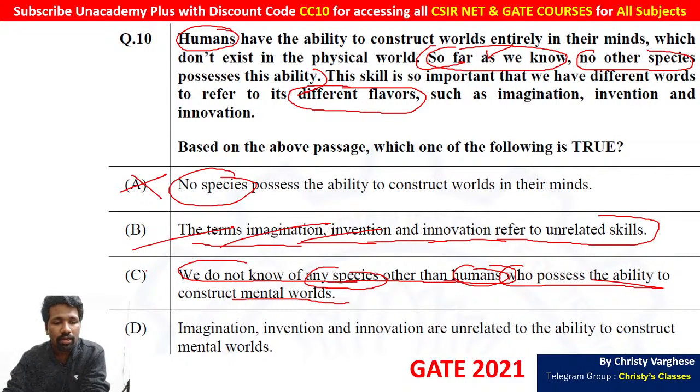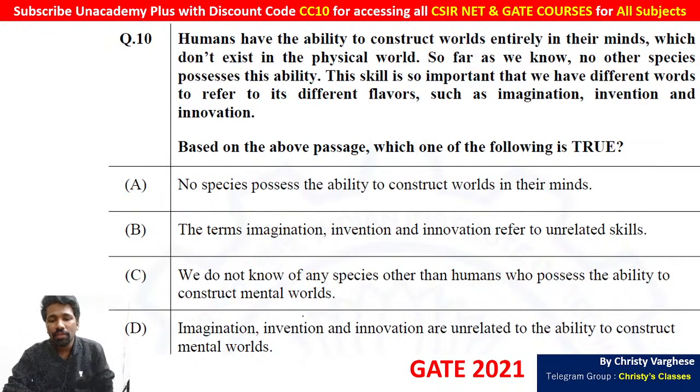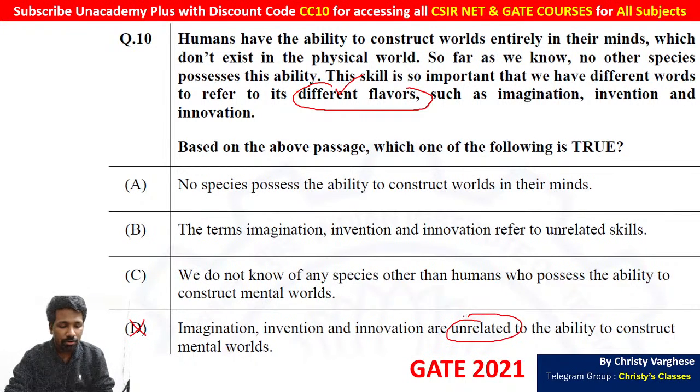Just for understanding, let us analyze option D also. Imagination, invention and innovation are unrelated to the ability to construct mental worlds. No, it is related. They are different words to refer to different flavors of the same thing. So definitely they are related to the ability to construct mental worlds. So option D is also wrong. Unrelated, wrong. It is related. The only option that makes sense is option C. It is simple with respect to the answer option.